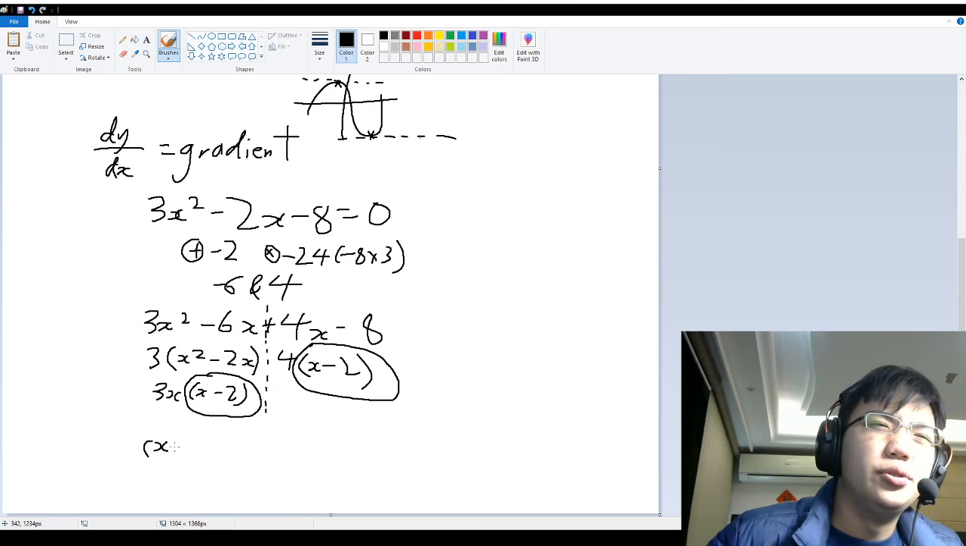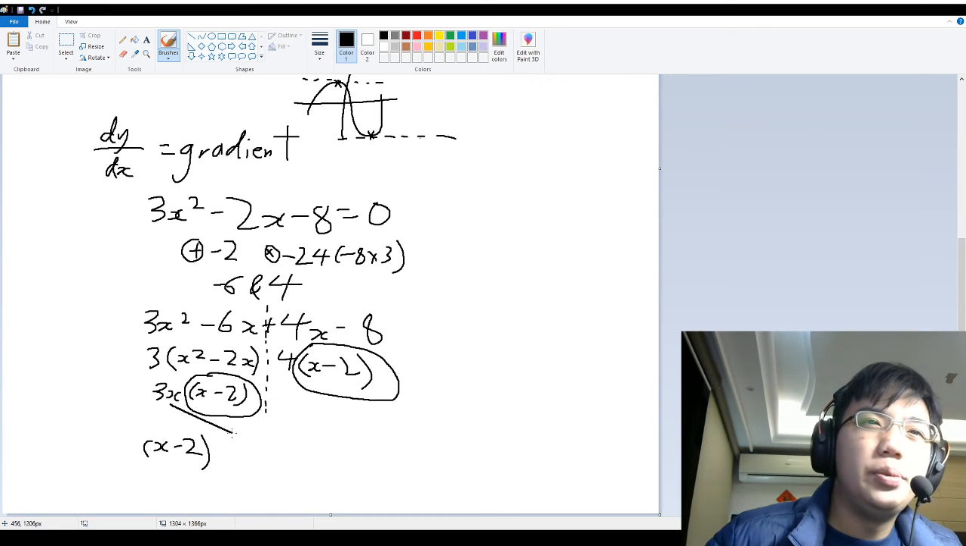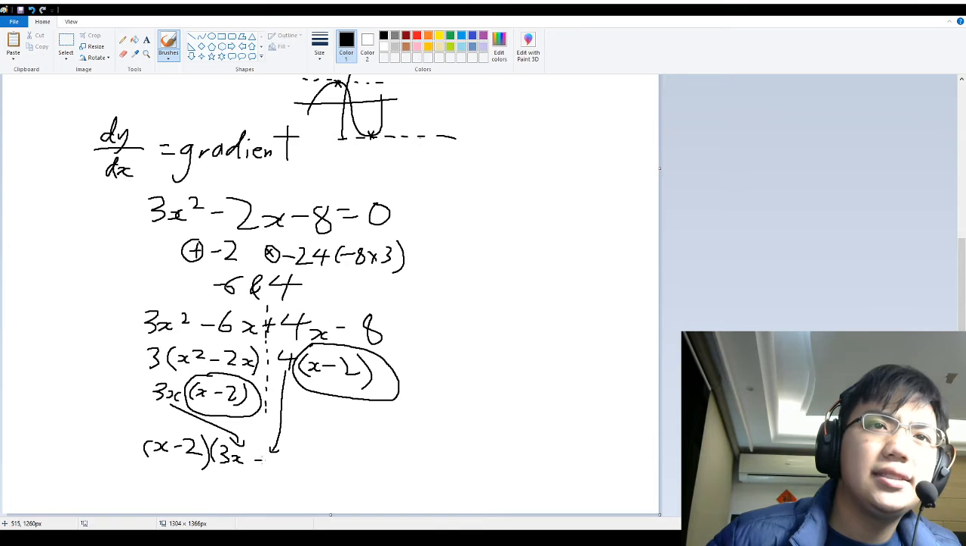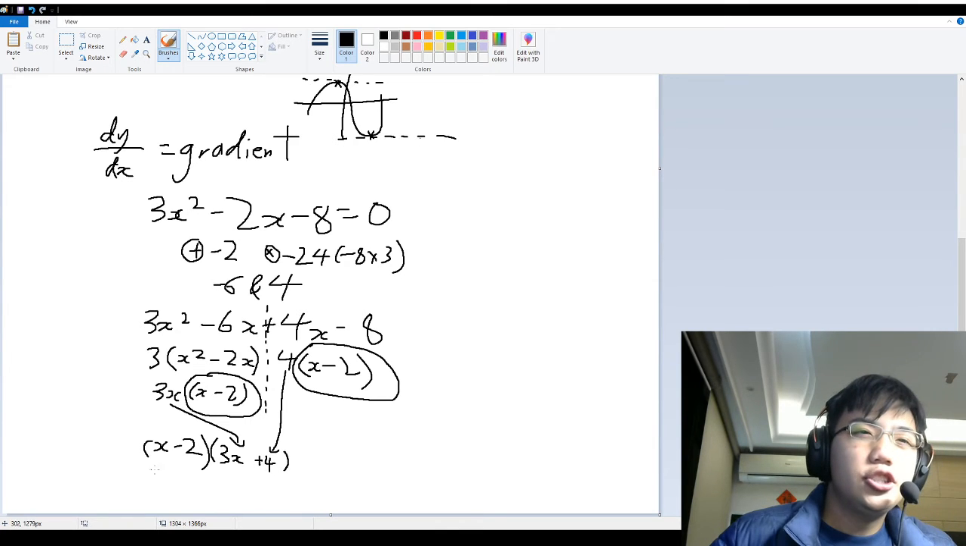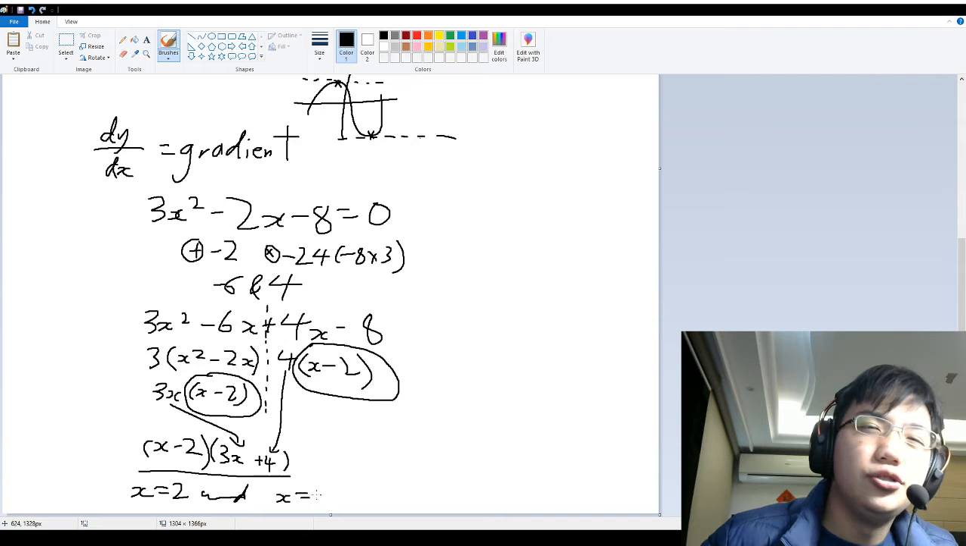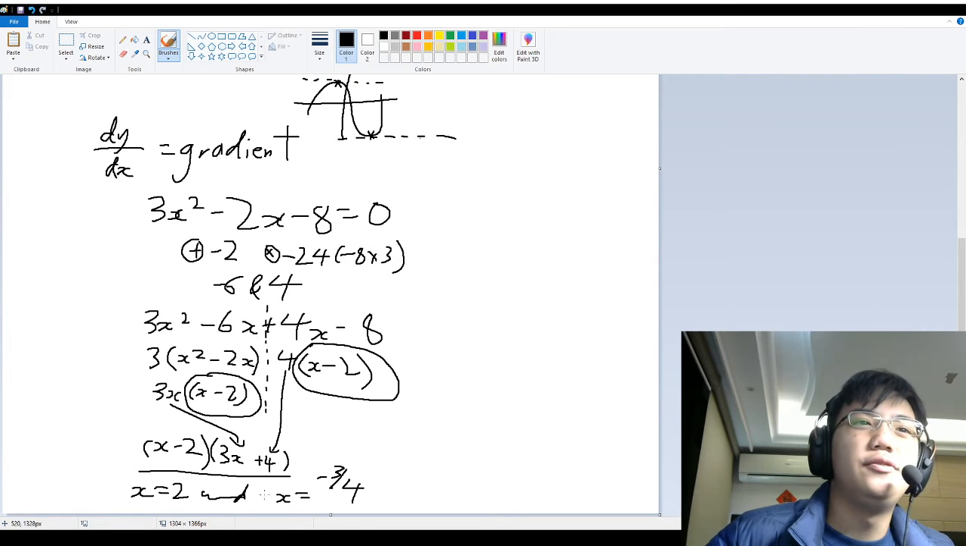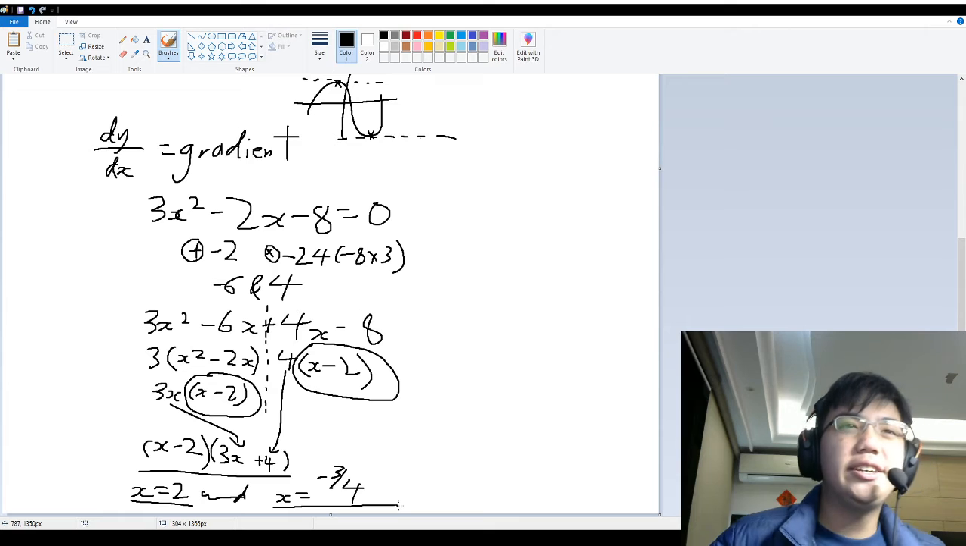One of the brackets for the factorization of 3x squared minus 2x minus 8 equals 0 would be x minus 2, while the other one would be the two other coefficients added together. So 3x plus 4. So here we have the factorized equation, and from this we can find that x equals 2 and x equals -3/4, which gives us the x-coordinates of the two turning points of the curve, therefore solving part B of this question.